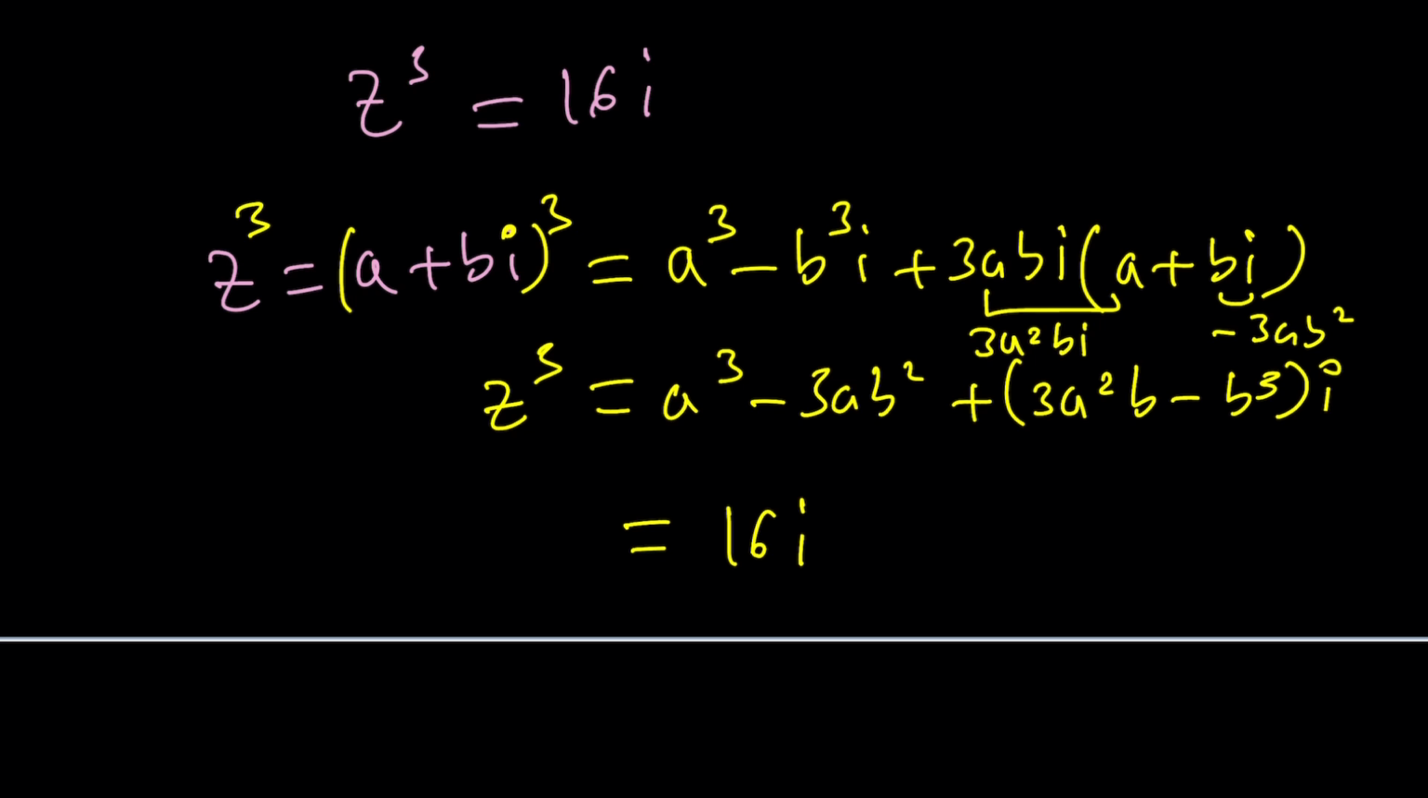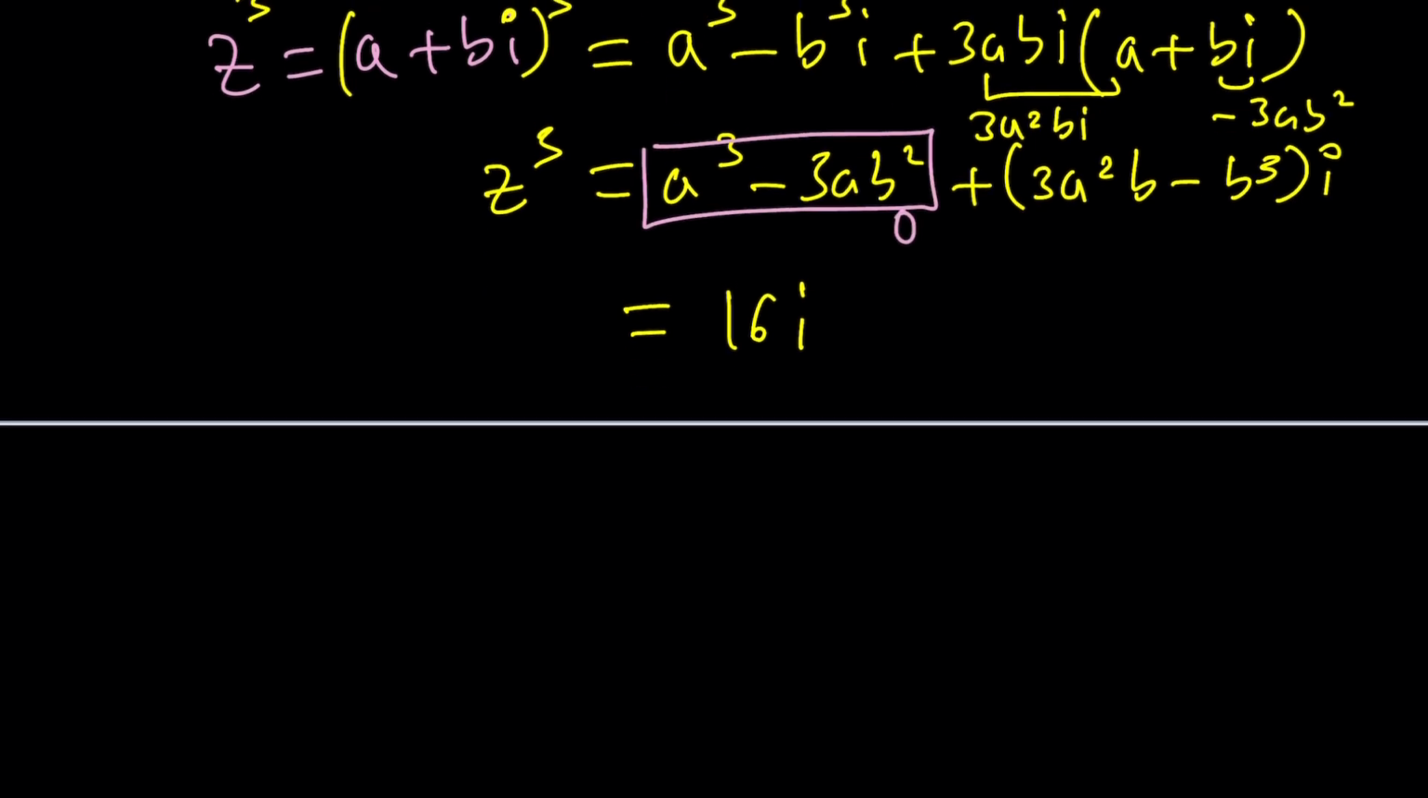That means that the real part needs to be 0. So this needs to be 0, which is good. I'll show you why. If it wasn't 0, then it would be a little harder. But in this case, it's really nice. And then my other equation is going to give me 16, right? Because that's the imaginary part.